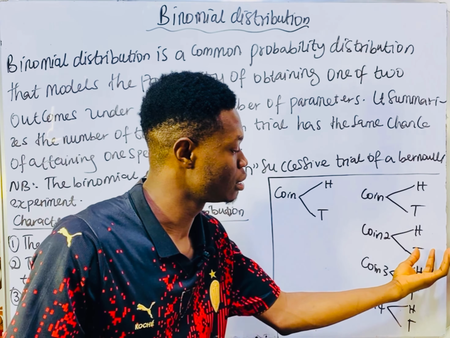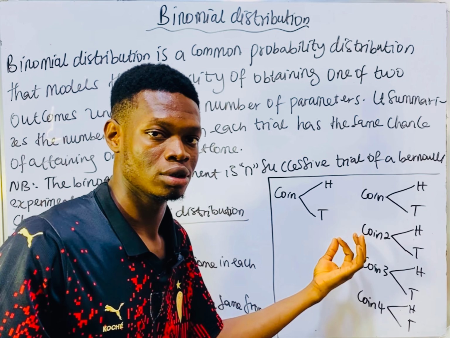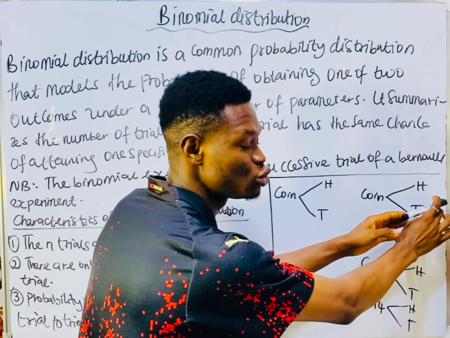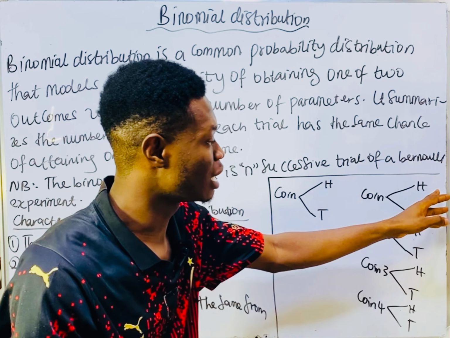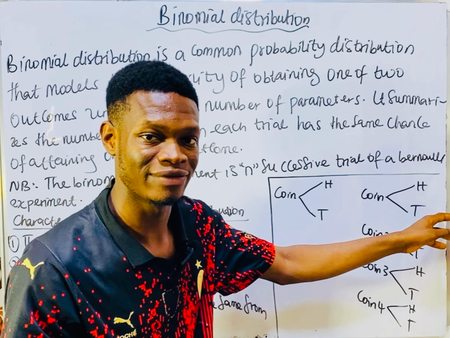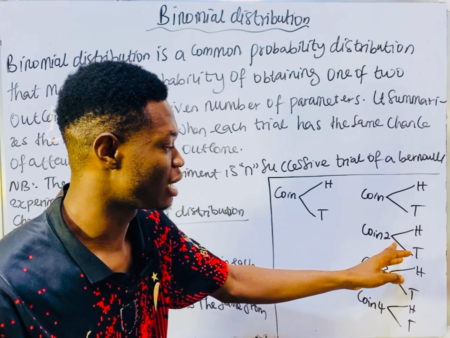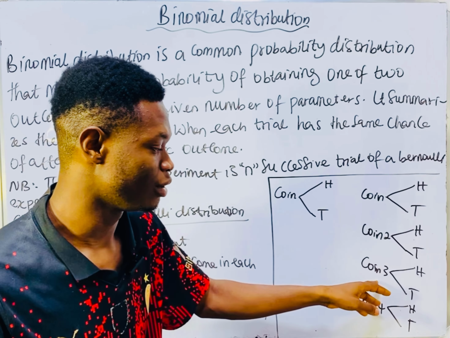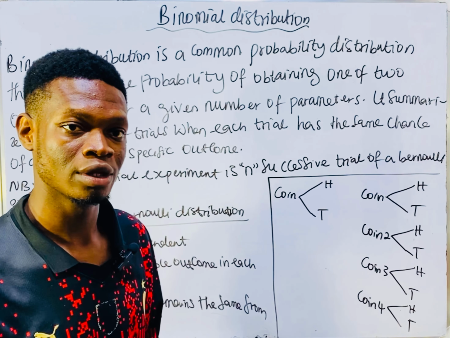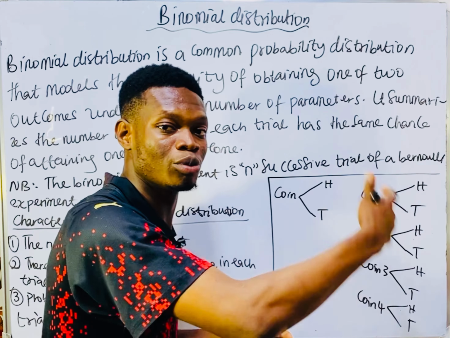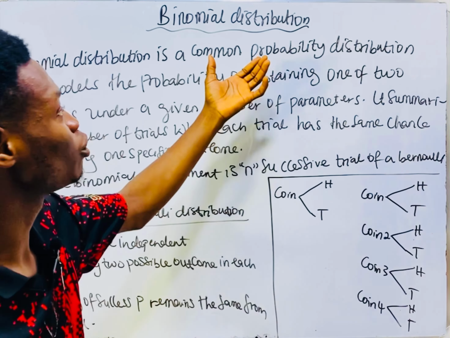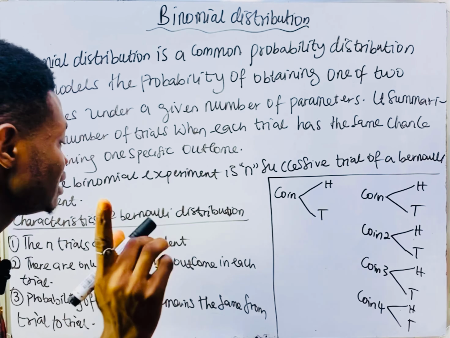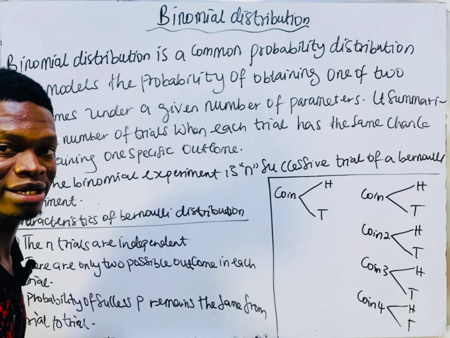So you are getting independent outcomes. Independent outcome in the sense that if you flip this one, you are getting two possible outcomes, right? You can get head or tail in the first flip. Now this one, you can get head or tail in the second flip. This one the same, this one the same. So flipping the coin more than one time, you are performing binomial distribution.